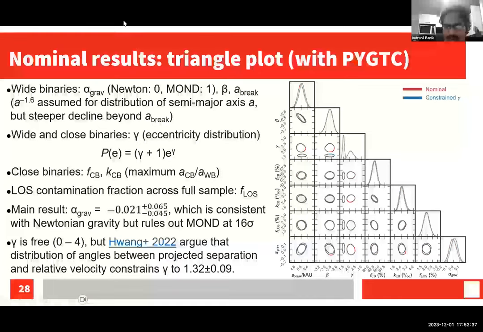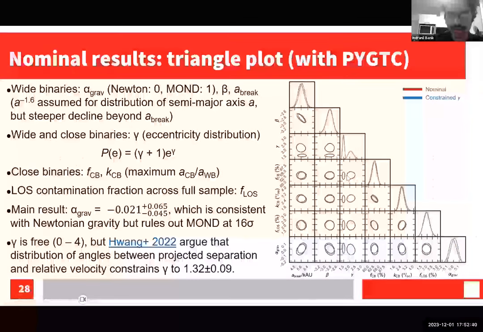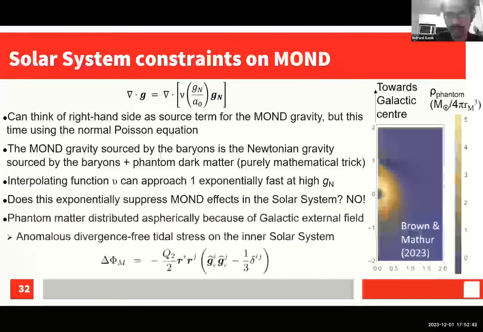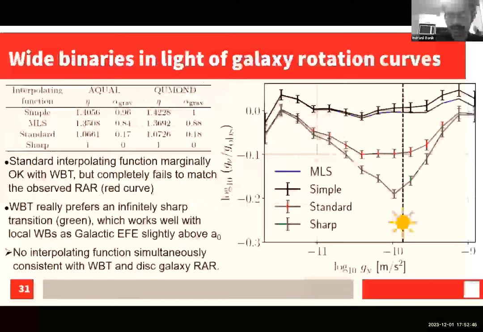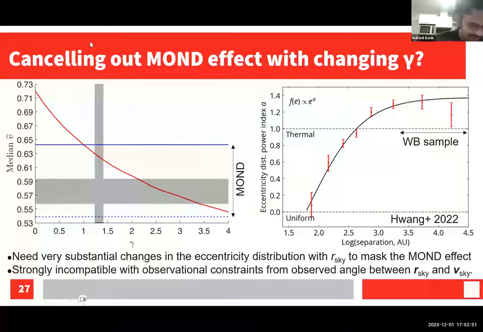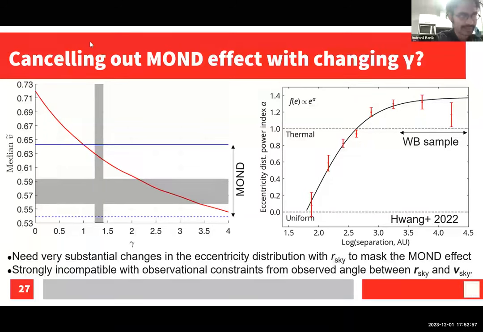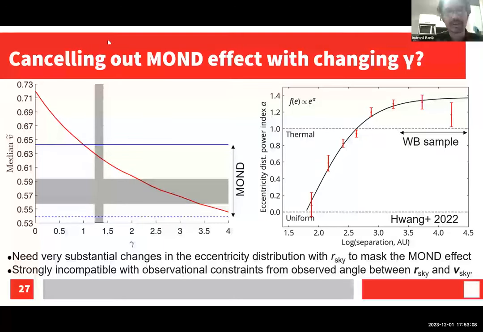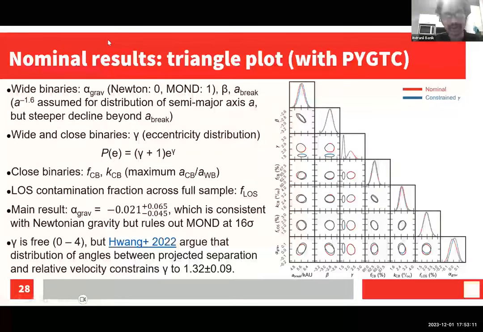So I'll begin with the last one first. Regarding the distribution of gamma and the orbital eccentricities, it's already been argued in detail in studies by myself and Pittordis and Sutherland that the distribution of orbital eccentricities has very little effect on the distribution of V tilde. And you can see here the kind of change in the distribution of gamma that would be required to get agreement with MOND.